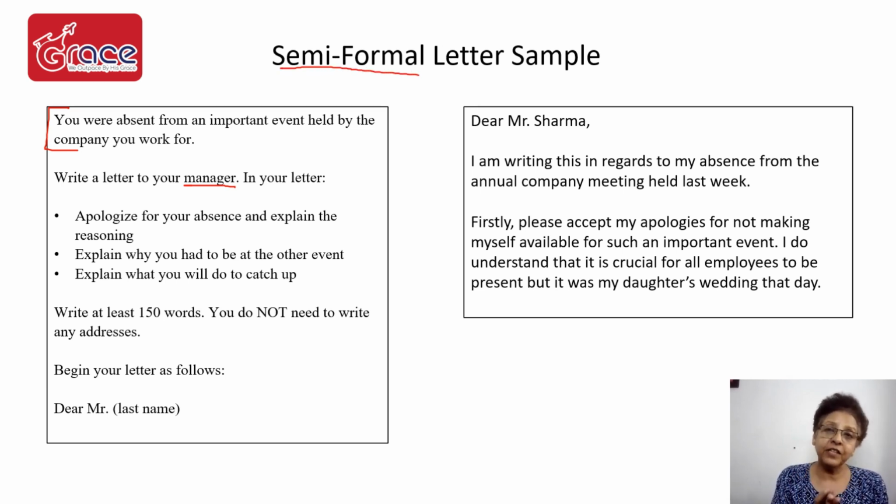Again, now it's given as a header over here, but in your exam it will not be given. And this particular point is the point which will help you to identify what kind of a letter this is, right? Okay, now here are the 3 bullet points which tell us: apologize for your absence and explain the reasoning, explain why you had to be at the other event, and explain what you will do to catch up, right? Before all of this, you are going to give your reason. The first thing, you begin with the reason as to why you are writing, right?